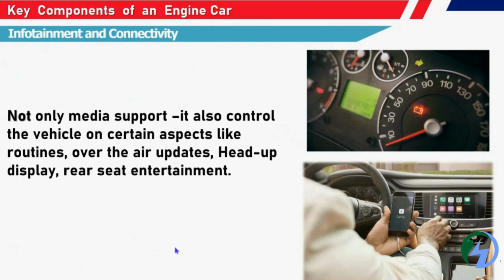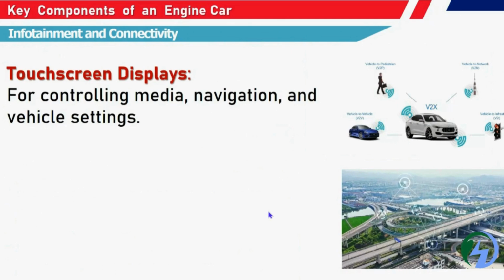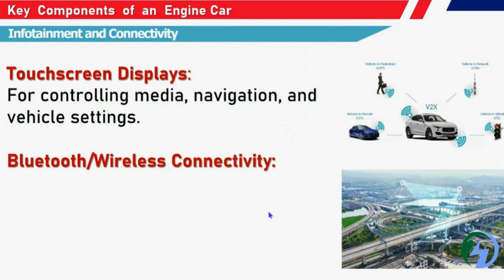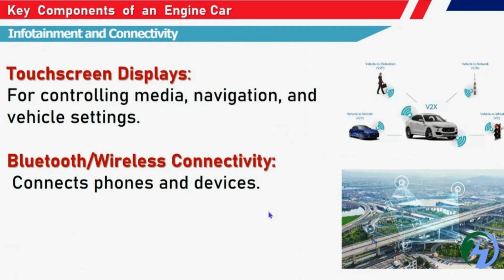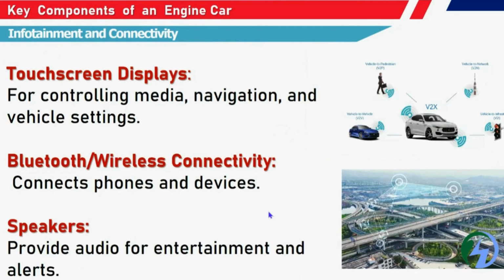And it's not only media support. It can also control the vehicle, handle software updates, and provide entertainment like audio or video that can be connected and updated easily and efficiently. And moreover, there is wireless connectivity to track the vehicle connection, for controlling media, navigation, and vehicle settings, and Bluetooth and wireless connectivity, like connecting via phones, devices, and speakers, providing audio for entertainment and alerts.